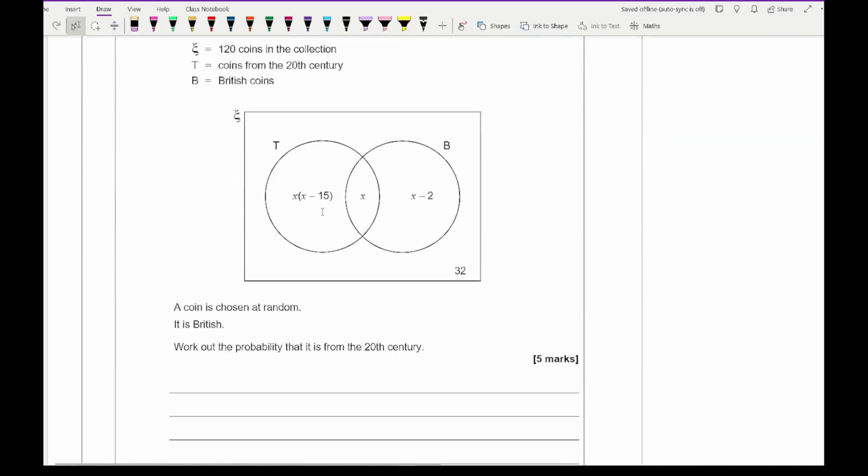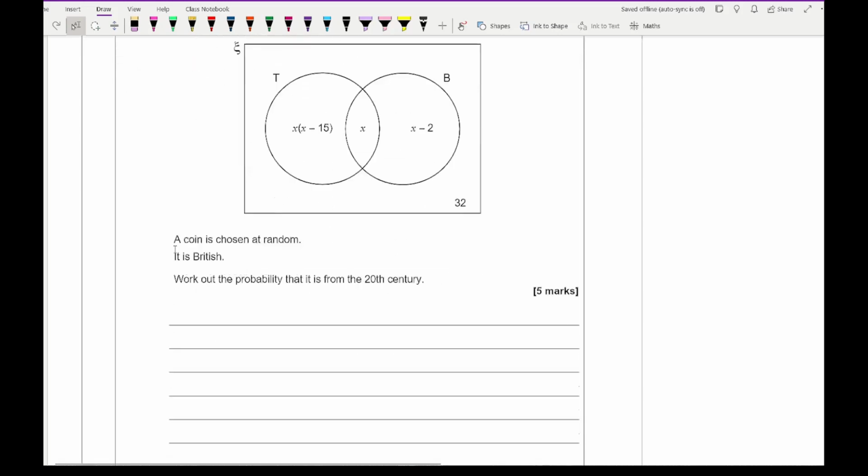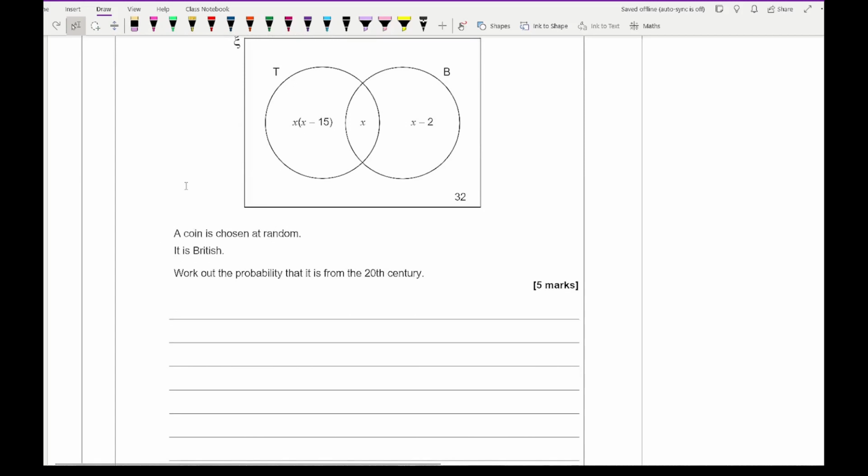Moving on to question 22, so this looks at set notation and Venn diagram. The Venn diagram shows information about coin collection. We know that there's 120 coins in the collection. T represents the coins from the 20th century and B represents the British coins. It says that a coin is chosen at random. It is British. Work out the probability that it is from the 20th century.